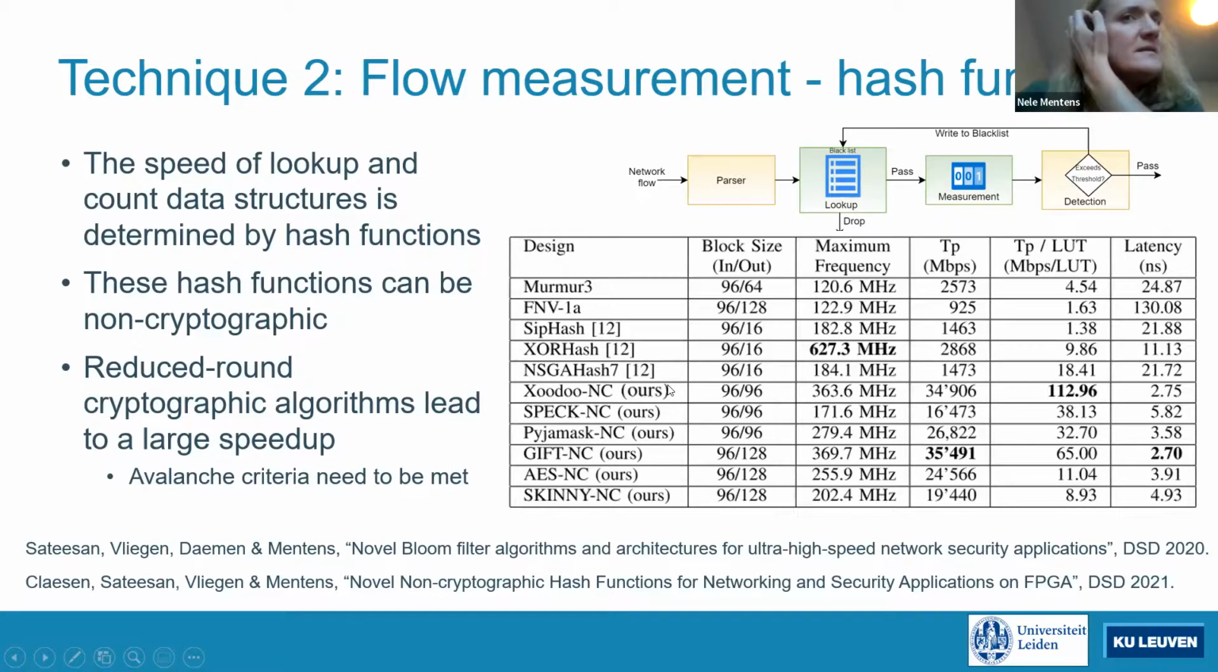The way we started is to take cryptographic permutations and reduce them in such a way that they might not be cryptographically secure anymore, but they provide sufficient avalanche properties. Avalanche properties tell us how well, for example, when you change one bit at the input, this has an effect on all the bits at the output, and what the probability is that the output bits change. So all these properties are checked.